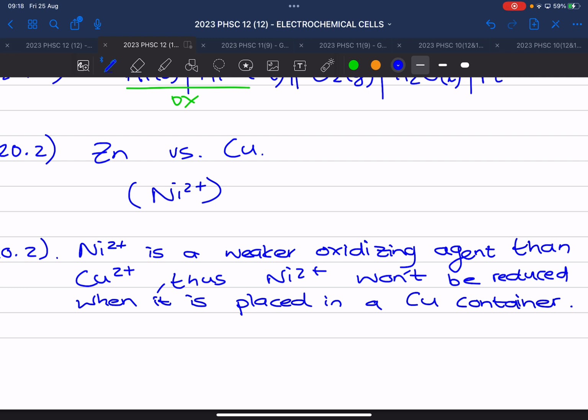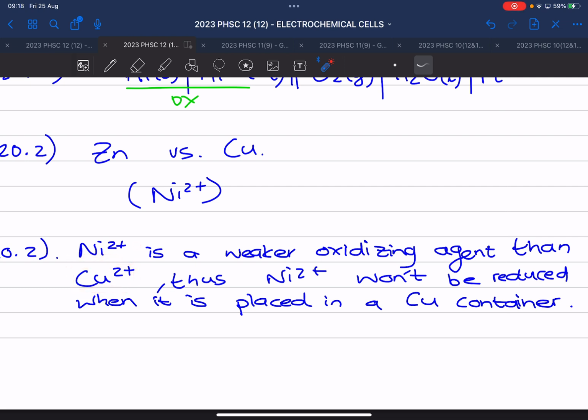Okay, so I'm going to explain again what I wrote down there. I looked at nickel ions and copper ions. I looked at the left-hand side, and I said, because nickel is higher up, it's a weaker oxidizing agent. What does it mean? That it won't be reduced. Or you could have said it the other way around: copper ions is a stronger oxidizing agent than nickel, so copper would rather be reduced than nickel.